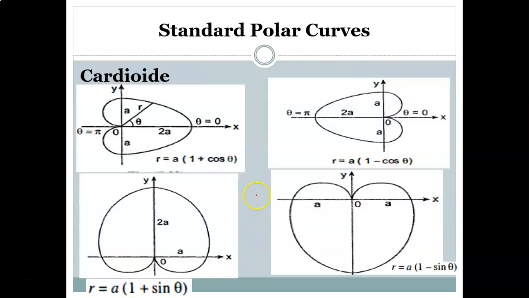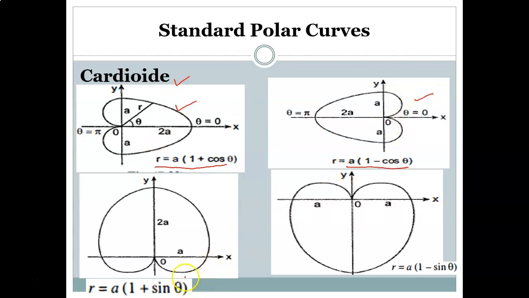So next, the standard polar curves are the cardioid. This is very important. The cardioid means the heart-shaped curve. If we have an equation of this type, then the curve is of this form. If we have an equation of this type, the curve is of this form.